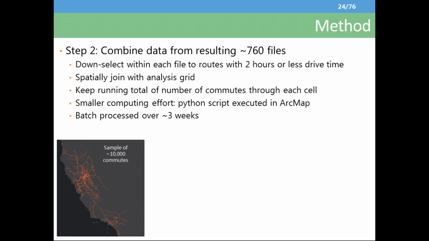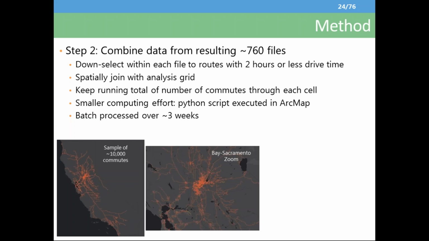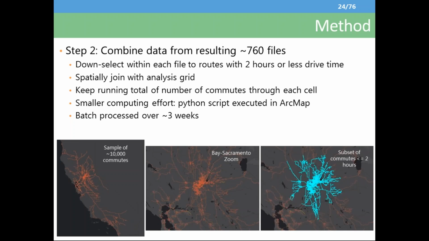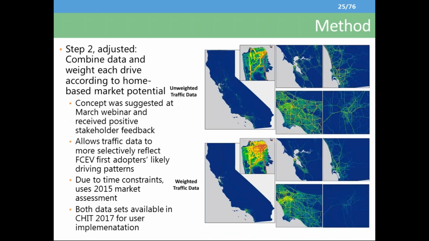So you can see that here, for example, these are 10,000 commutes. We'll look just at the Bay Area to Sacramento area, and if we select the subset, those are all the commutes that are less than or equal to 2 hours. And so basically what we do is we overlay our evaluation grid that we use throughout the CHIT processes and then add up how many people are traveling through each evaluation grid according to these routes.